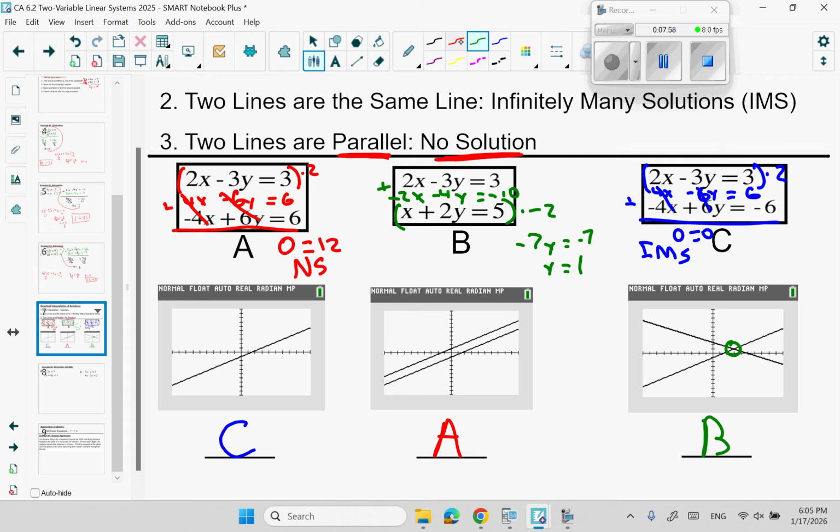Plug that back into one of the originals. I'm going to say the first one. We get 2x minus 3 times 1 equals 3. Negative 3 times 1 is negative 3. So I get 2x minus 3 equals 3. Plus 3, plus 3. 2x equals 6, divided by 2, divided by 2, x equals 3. So I get the coordinate 3, 1, which, if I am looking over at my graph, that's exactly where they're intersecting right there at the coordinate 3, 1.